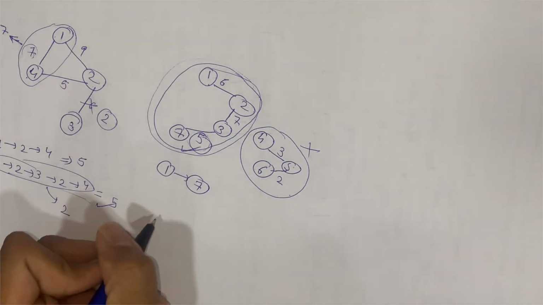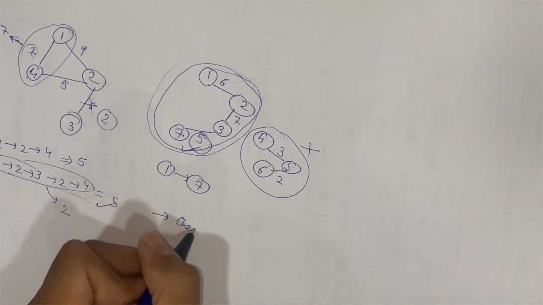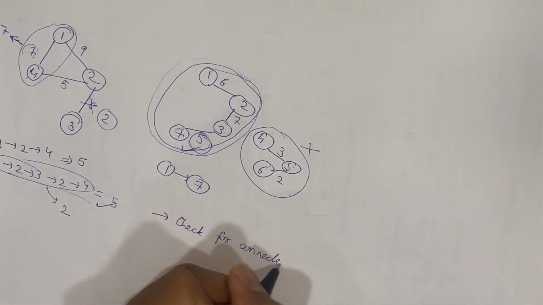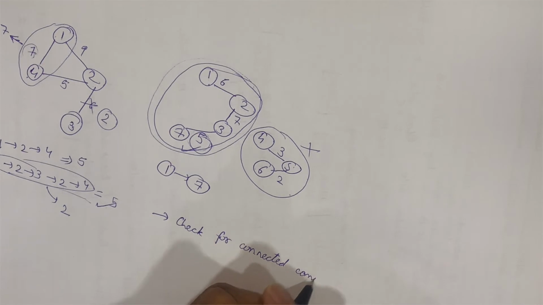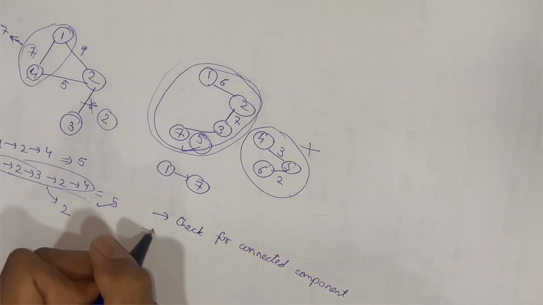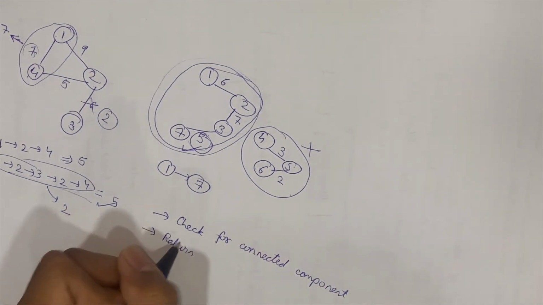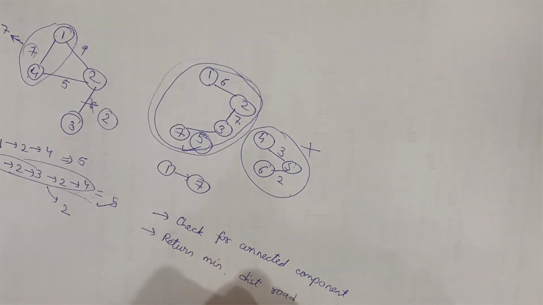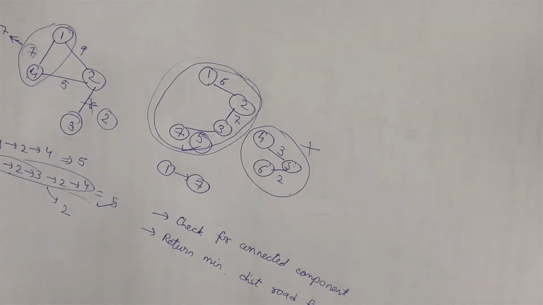So 2 points to note. Check for connected component and return minimum distance road from that component. So these two things we have to note while solving this question.